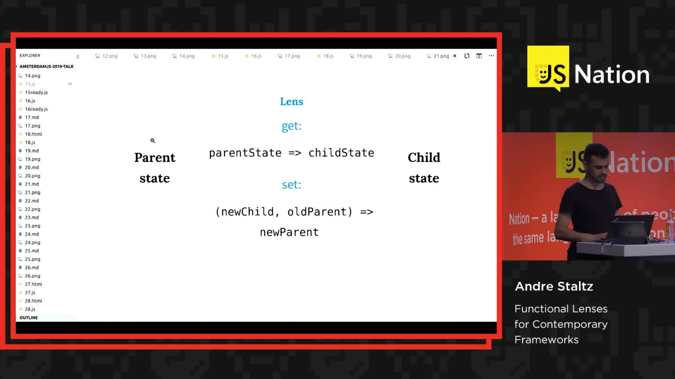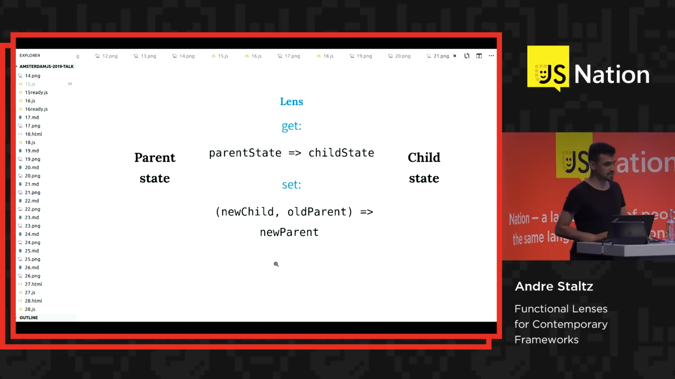We had the parent state, and we had this conversion layer. The format here is always this. So you always have the getter doing a conversion from parent state to child state, and the setter knows how to fit in the new child state back into the parent. So you have to have new child, old parent, new parent.